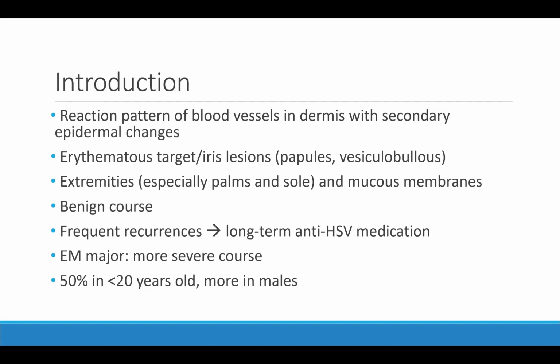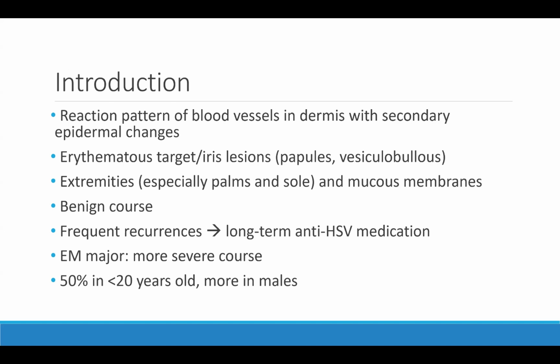Erythema multiforme is a reaction pattern of blood vessels in the dermis with secondary epidermal changes. These present as erythematous target or iris lesions, which are papules or vesiculobullous lesions. Common sites affected are the extremities, especially the palms and soles, as well as the mucous membranes.